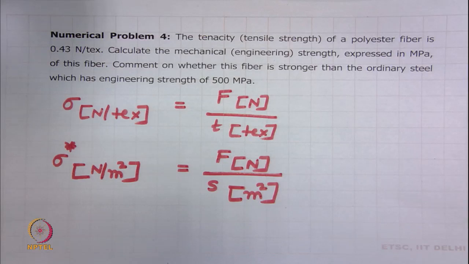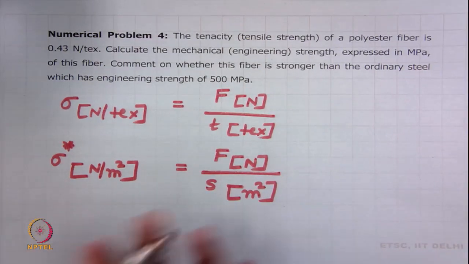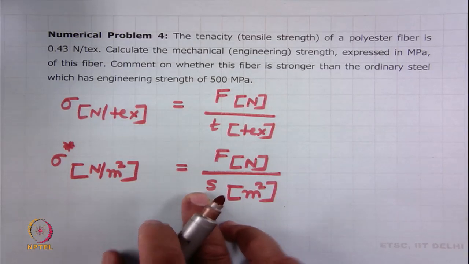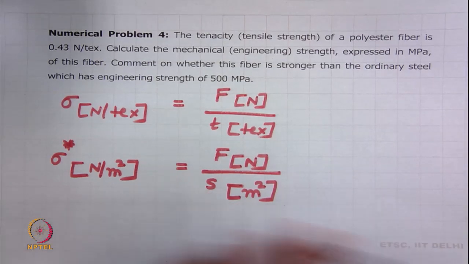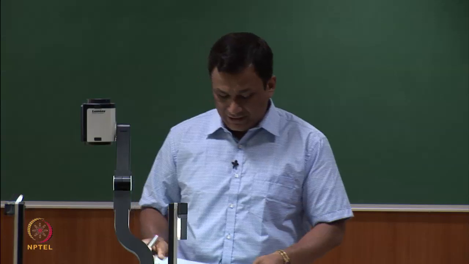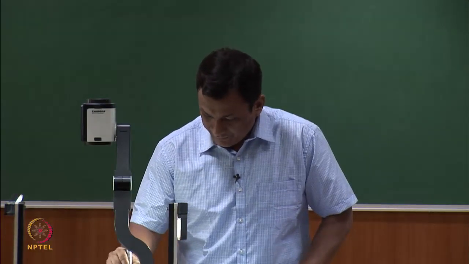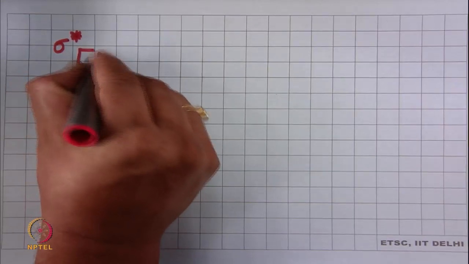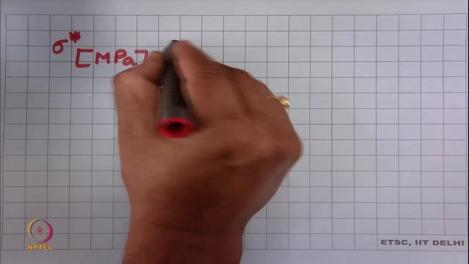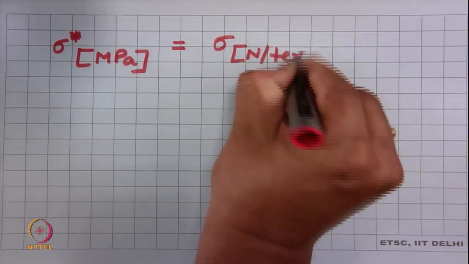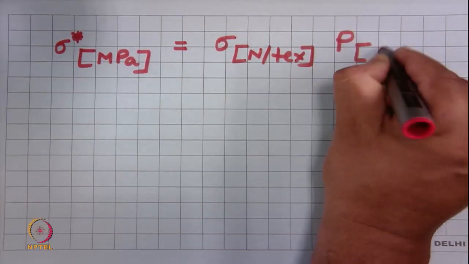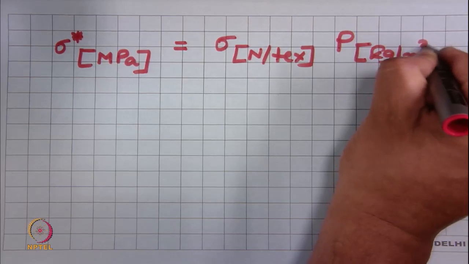So, using these two expressions, now what is S? S is related to fiber fineness and fiber density. So, if we use this expression, then finally, you will be able to write sigma star, engineering strength in megapascal, is equal to sigma, Newton per tex, into density of fiber, kilogram per meter cube.